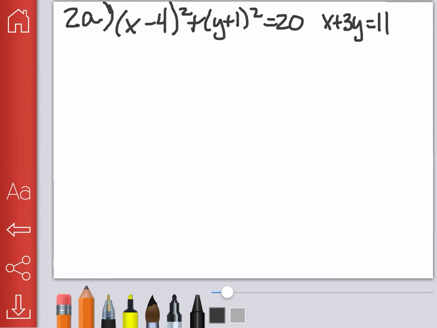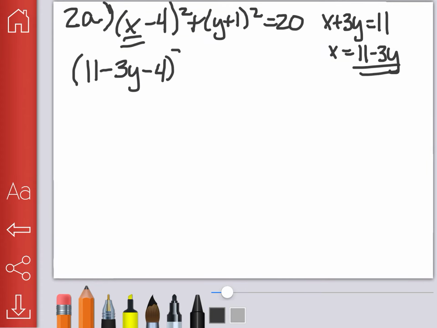Now, I did include the solutions on the back of this worksheet, okay? So it is a little bit thicker than it lets on. So we do need to isolate one of these variables in the line. So the x is going to be easiest. So x is equal to 11 minus 3y. So we want to plug this in for the x up here. So 11 minus 3y minus 4 squared plus y plus 1 squared equals 20.